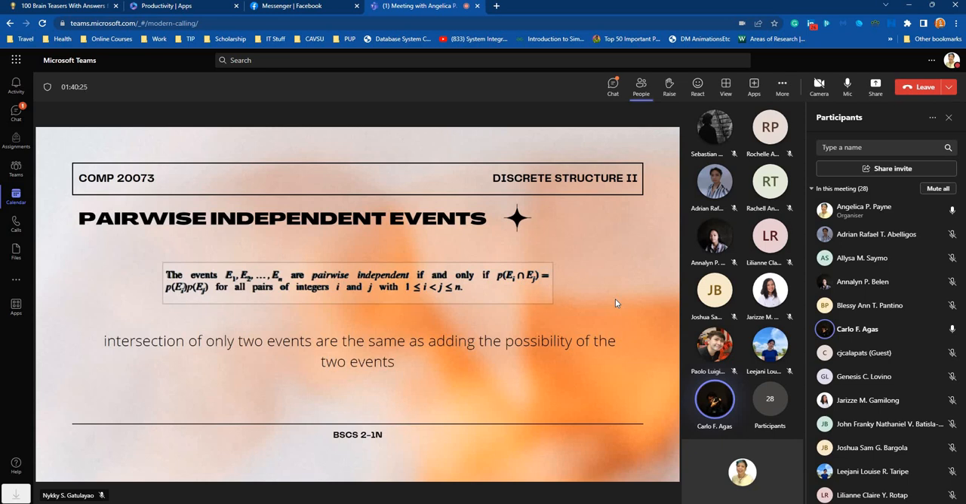Kung makikita natin, kung paano siya ninotate dito, lifted diretso sa book, yung nasa taas, if probability of E sub I intersection E sub J is equals to probability of E sub I times probability of E sub J. Mapapansin natin, parehas lang siya ng kanina. Pero, tandaan natin na only 2 events lang siya. Kasi ito yung magiging mahalagang factor doon sa pinagkaiba nila. Ngayon naman, next slide po, please.